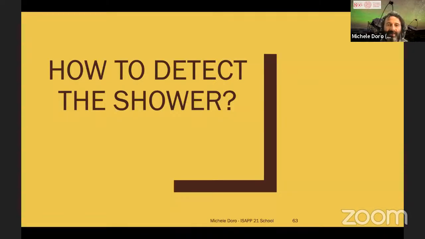So how, at the end, do we detect the shower? Now we forget completely about what's happening outside. We have either a photon or a particle of a gamma, and now the thing that the instrument detects is the shower, the atmospheric shower.